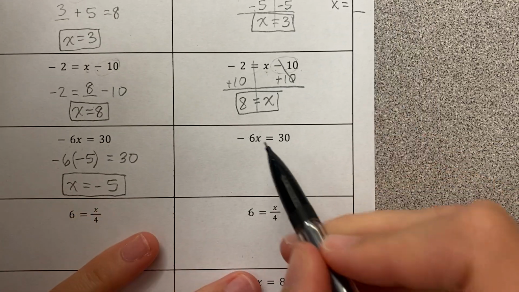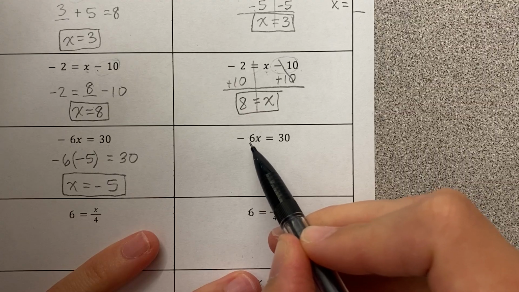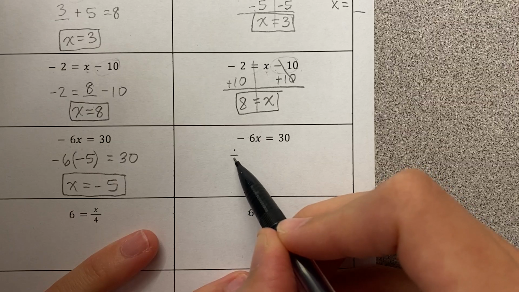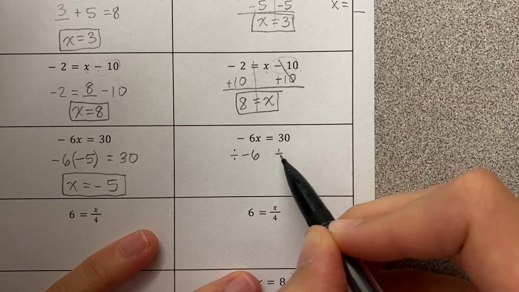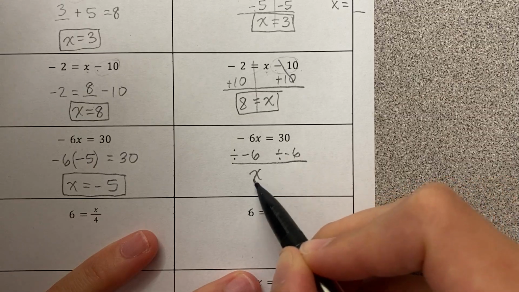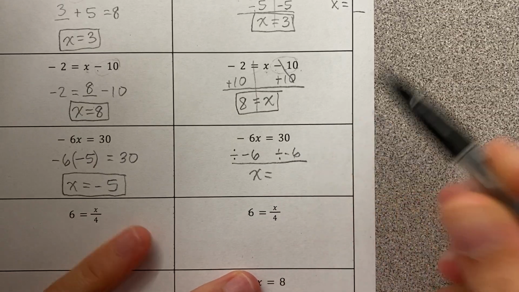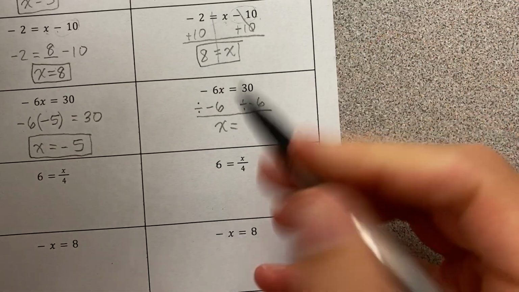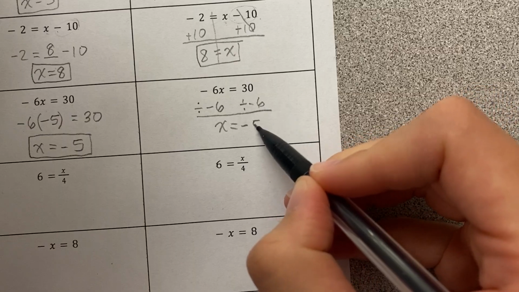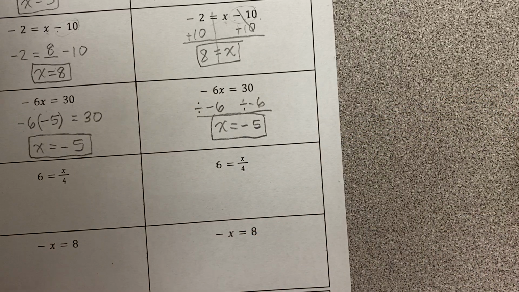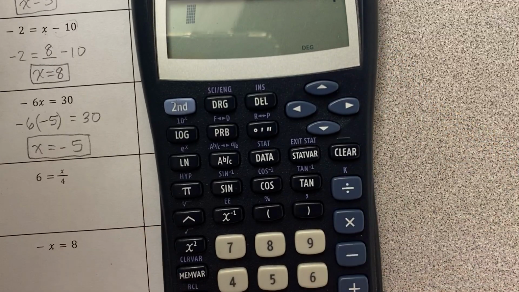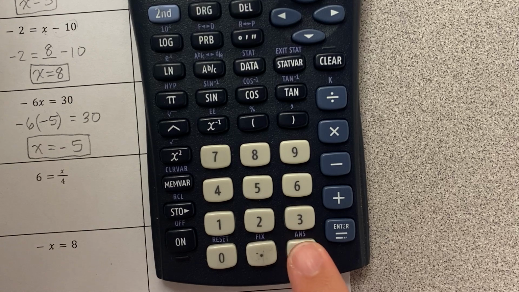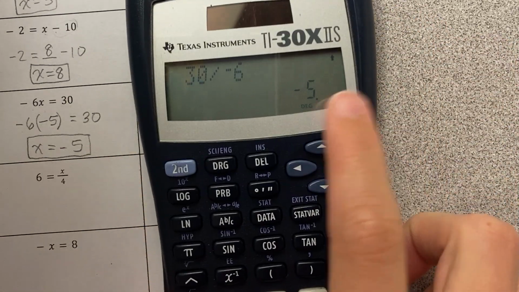Over here, this says x is being multiplied by negative 6. So since I see multiplication, I'm going to divide. I'm doing inverse operations, so I'm going to divide by negative 6 on both sides. x equals 30 divided by negative 6. Now look, these rules apply to division as well. So a positive divided by a negative is a negative, and 30 divided by 6 is 5. And once again, in the calculator, if you need it, no problem. That's 30 divided by, this button, negative 6. And I get my answer, negative 5.